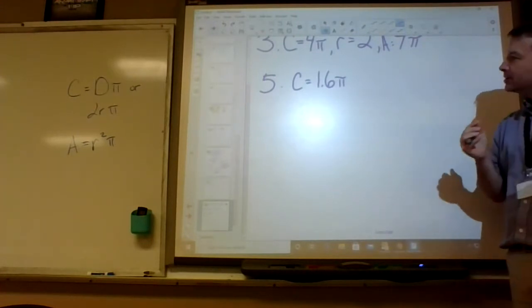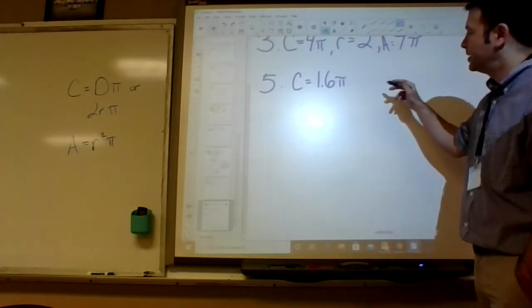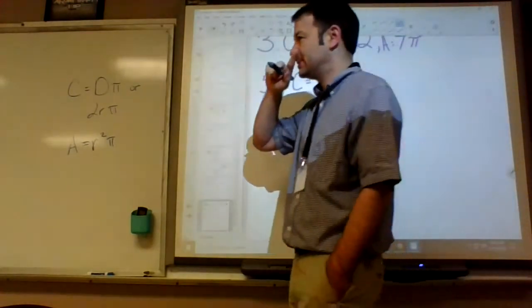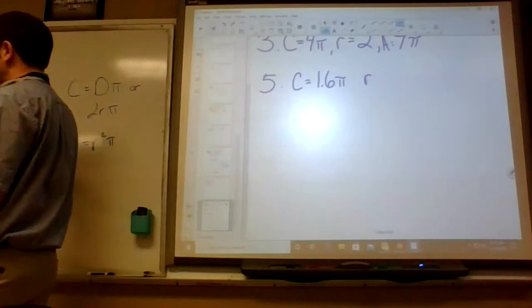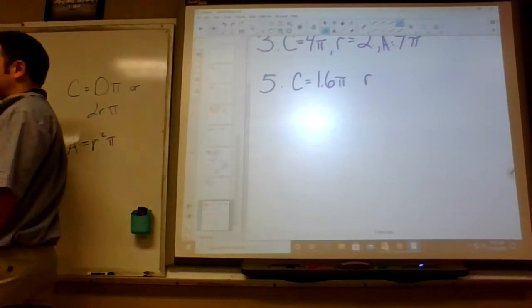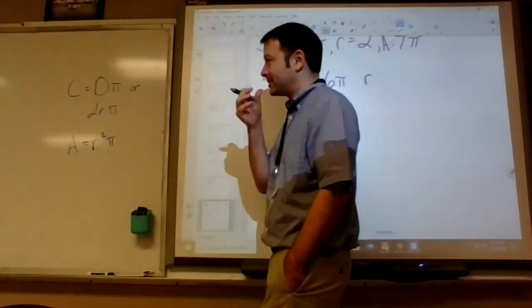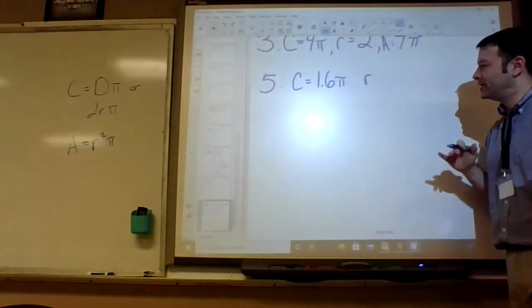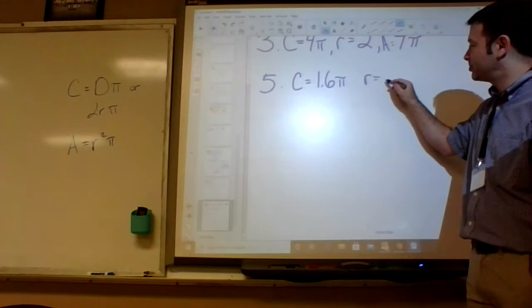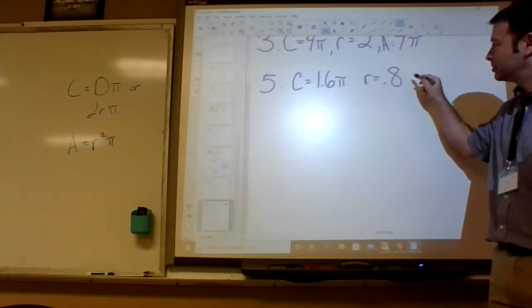1.6 times the radius squared? No. What's the radius? Times 3.14? No. The radius is just the line that goes halfway. The diameter goes all the way. The radius goes halfway. Would it be 0.8? Yes, because we would divide it. The radius is just half of the diameter. Half of 1.6 is 0.8. That's correct.